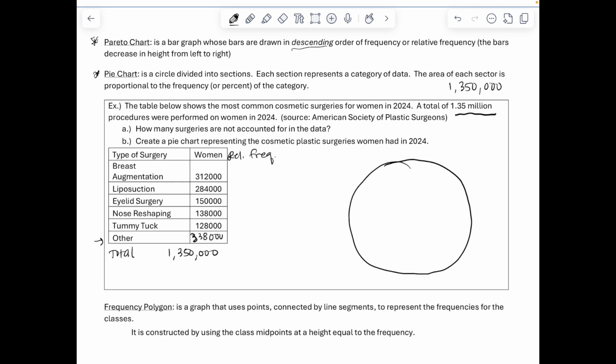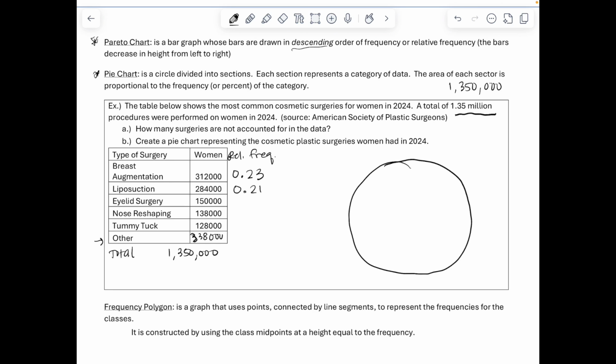So for breast augmentation, we're going to take 312,000 on your calculator and divide that by 1,350,000, that 1.35 mil. When you do this, I'm going to go ahead and round just 2 decimal places. You get 0.23. For the liposuction category, we have 284,000, and we're going to divide that by the 1.35 mil. And when you do this, you get 0.21.